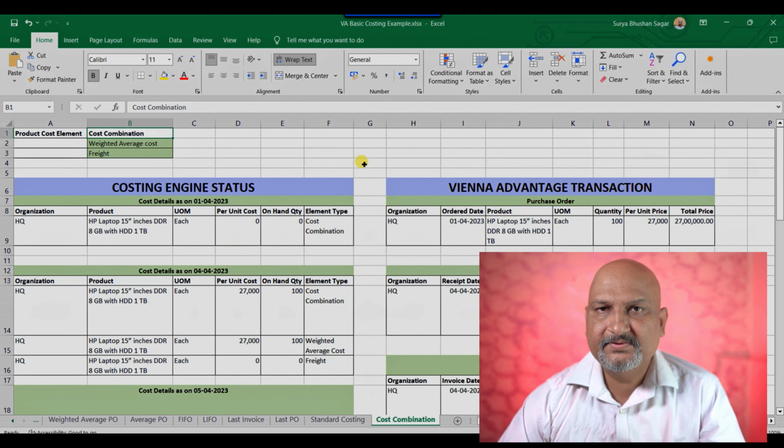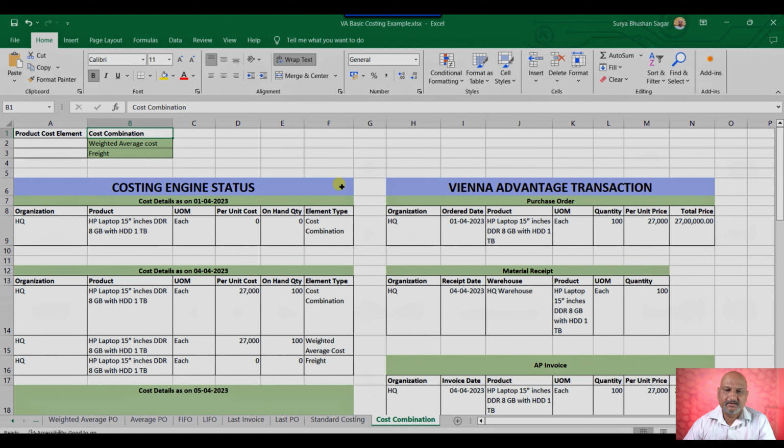Now, once this setup has been done, the status for the cost combination is going to be 0 per unit cost, and my on-hand quantity is going to be 0. Thereafter, we start with the transactions. On the 1st of April, we are procuring this item, 100 quantities, and this time the cost is going to be 27,000. Once the vendor sends this material on the 4th of April, we will receive it and process the material receipt.